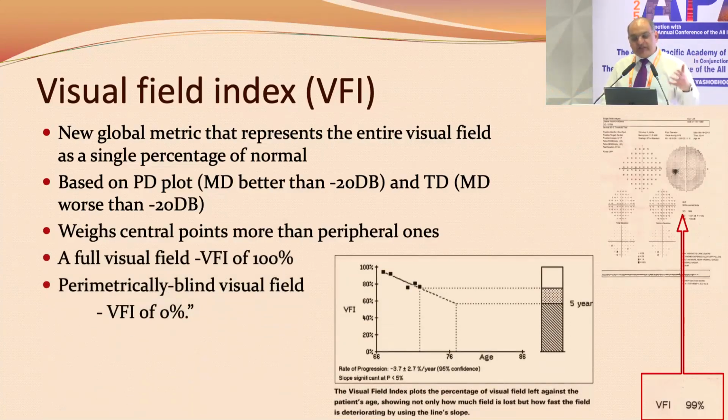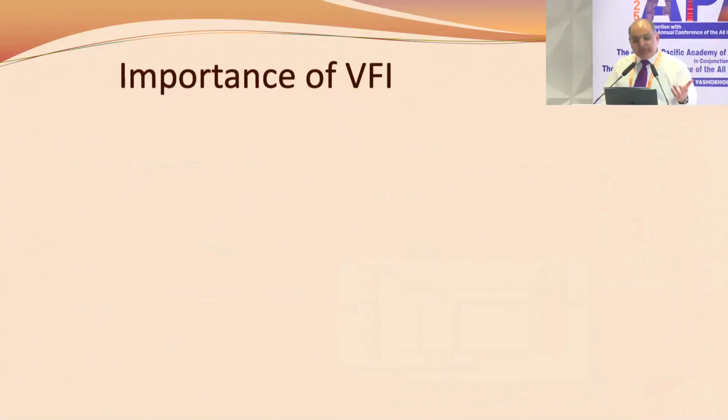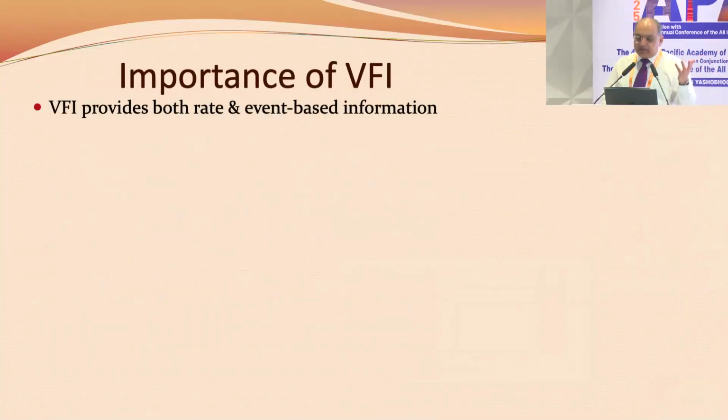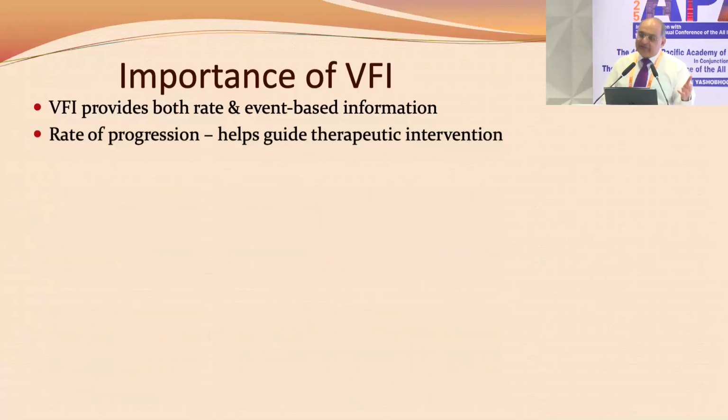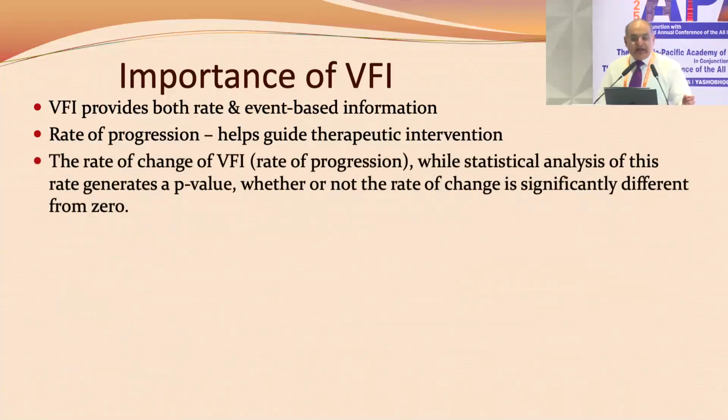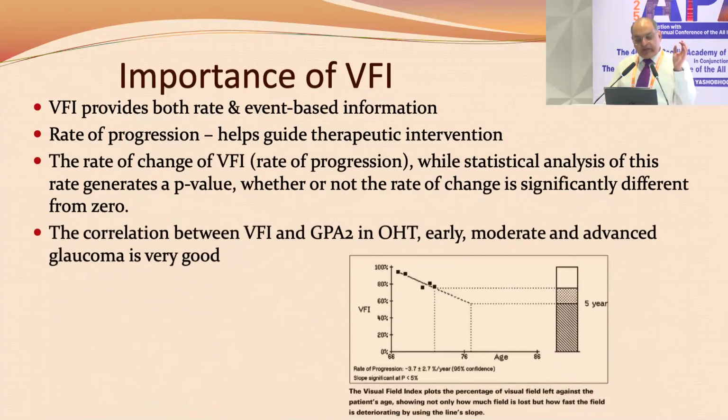So this is how the VFI gives you a slope. This helps us in terms of both rate and event-based information on how the patient is progressing. Is it a fast progressor or a slow progressor? The rate of progression does help in guiding the therapeutic intervention, and the rate of change of VFI has shown a statistically good correlation with all the types of glaucomas, whether it is OHT, early, moderate, or advanced glaucoma. It also gives you a statistically significant p-value, showing how important this change is.